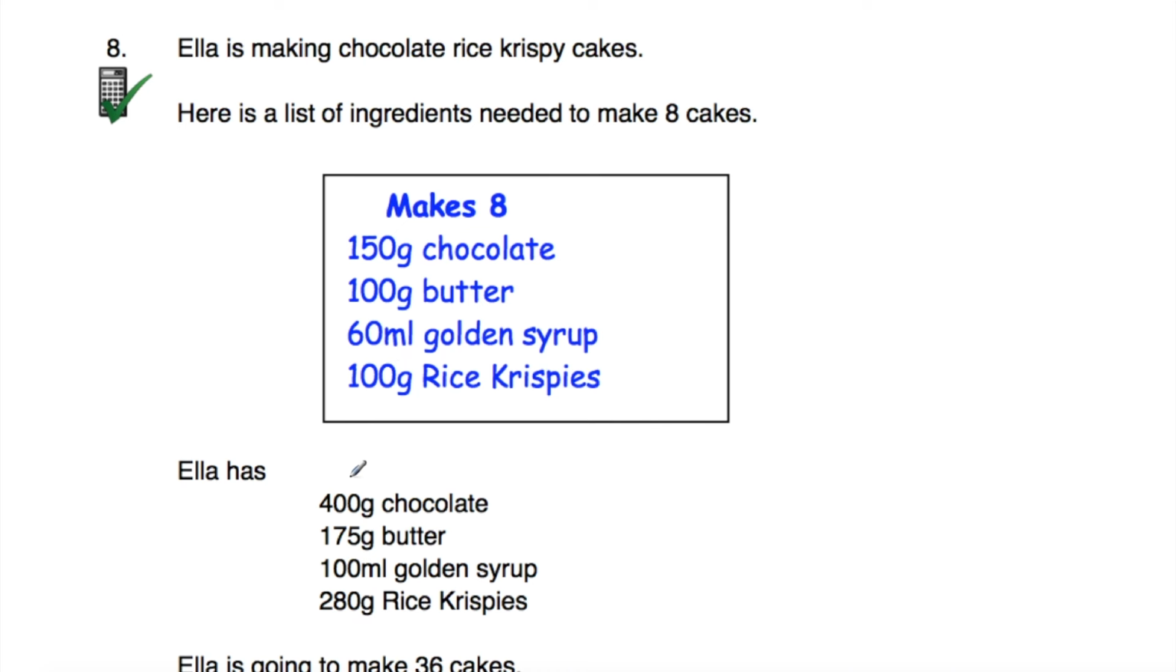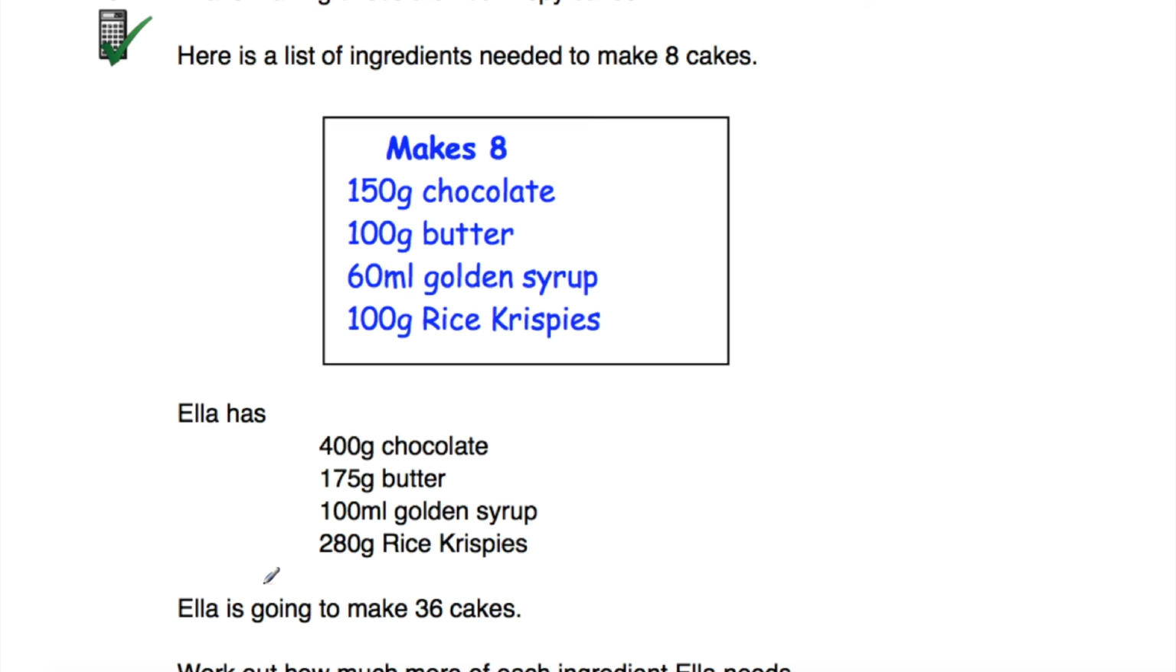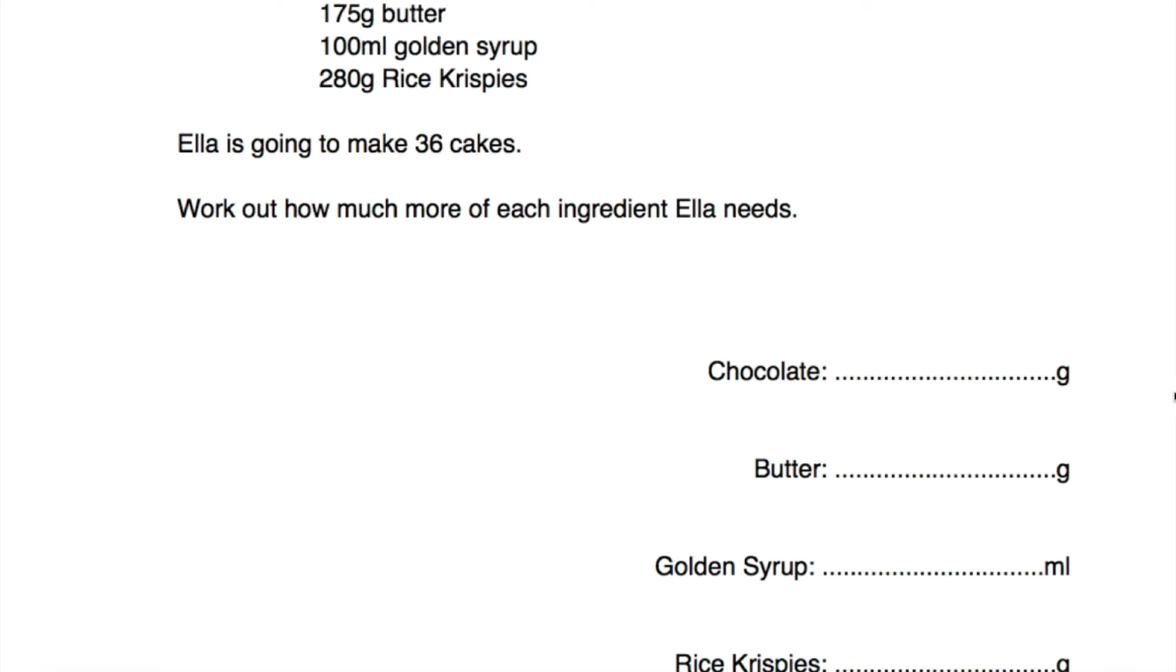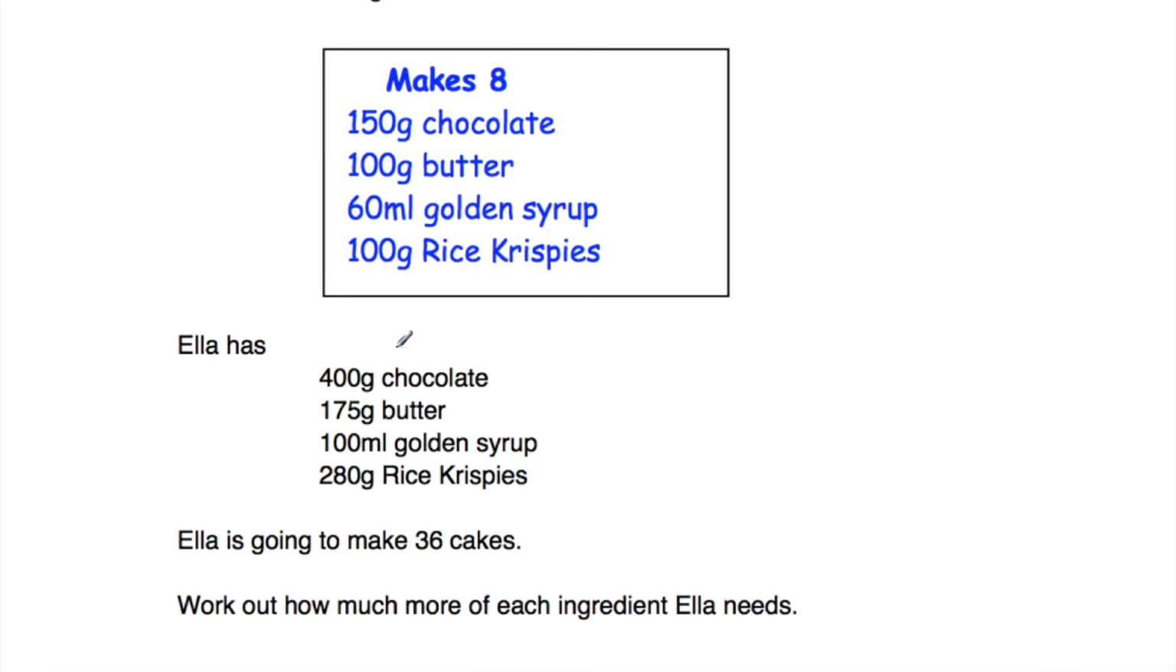But Ella's got 400 grams of chocolate, 175 grams of butter, 100 grams of golden syrup, and 280 grams of Rice Krispies. And the question says, Ella wants to make 36 cakes, and then the question says, how much more of each ingredient does Ella need? And that's it. So we need to find out how much more of each ingredient she needs. So this probably isn't enough for 36 cakes, and we need to find out how much more she needs.